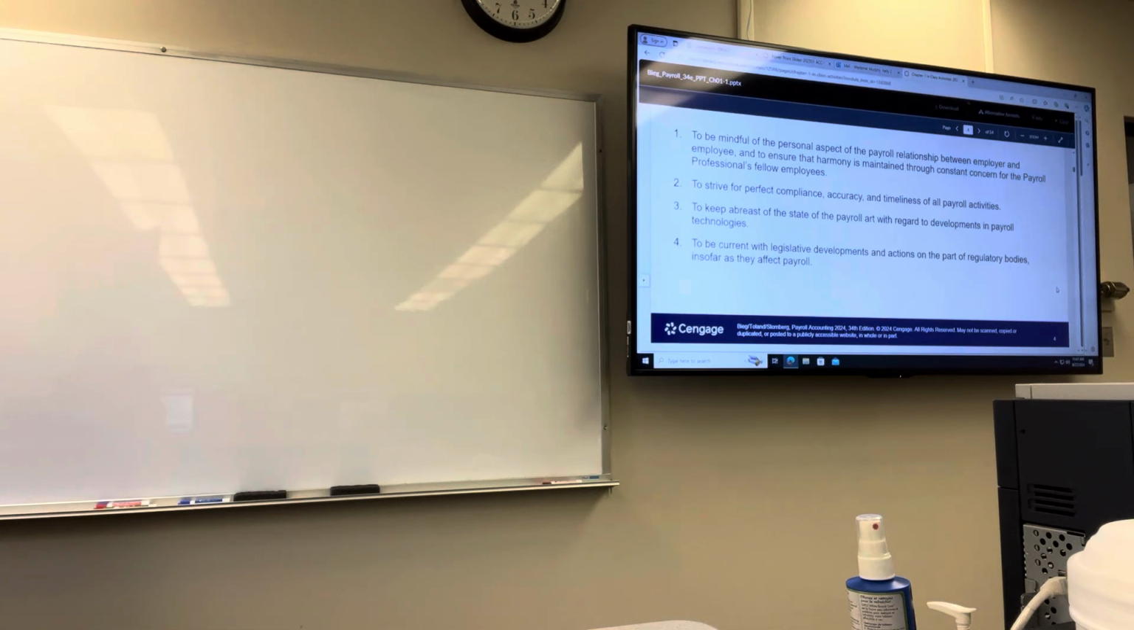Keep abreast of the state of the payroll art with regard to developments in payroll technology, so keeping on top of different software applications that are available. Be current with legislative developments and actions on the part of regulatory bodies as they affect payroll. That would be keeping up on new laws that are implemented either at the state level or at the federal level.